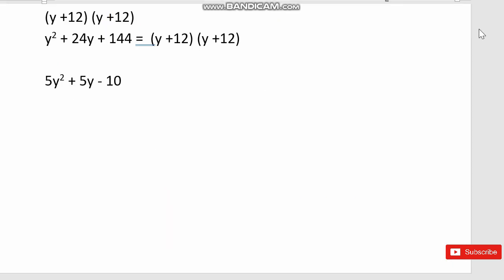Let us see the next example. The example is 5y square plus 5y minus 10. So what we can write here: plus 5, the coefficient of y square, multiplied by negative 10. So what we get is negative 50, and we are just going to factorize the negative 50.